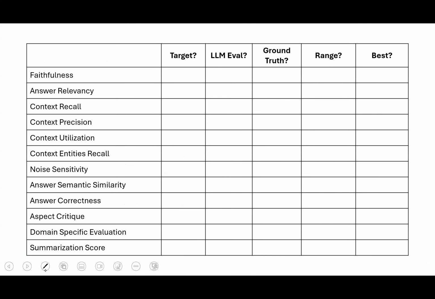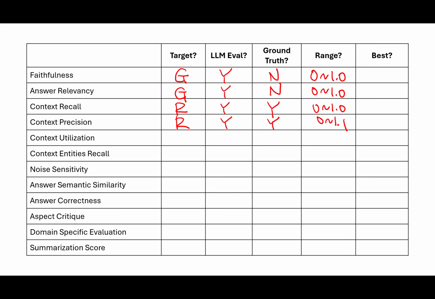So the first question is: is this evaluating the generator or retriever or both? And does it use a large language model to evaluate? In this case, all four metrics I just covered use a large language model to assist, instead of using a cheap graduate student like myself many years ago. Does it involve ground truths? For the first two, generator, we don't need ground truths, and then we need ground truths for evaluating these two for retrievers. And the range of values in this case is between 0 and 1. It's some kind of ratio. And in this case, the best score is 1, 1, 1, 1.